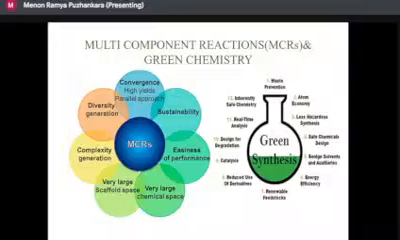This MCR comes under green chemistry and obeys almost all the principles of green chemistry, like waste prevention, atom economy, less hazardous synthesis, safe chemicals, benign solvents, energy efficiency, renewable feedstocks, reduced use of derivatives, catalysis, design for degradation, real-time analysis, and inherently safe chemistry. This MCR obeys almost all the principles of green chemistry.